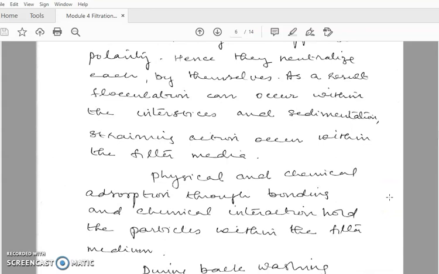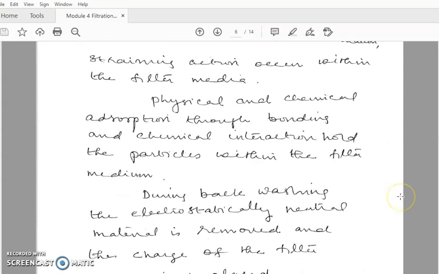The physical and chemical adsorption through bonding and chemical interaction hold the particles within the filter medium. That means because of the chemical as well as the physical bonding, the particles which are settled there or adsorbed to the surface of the media are held in the filter medium itself.